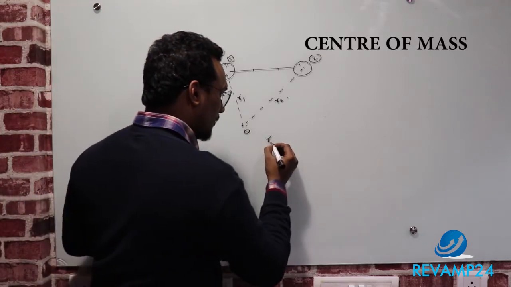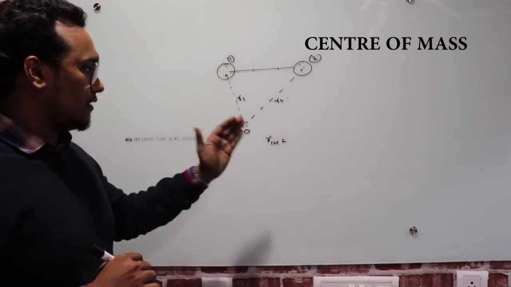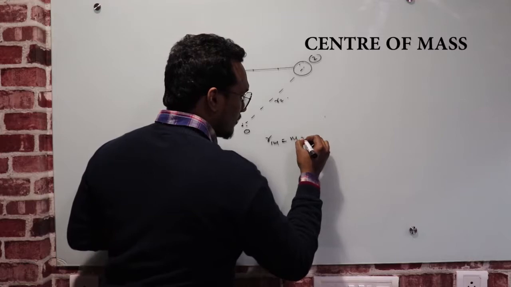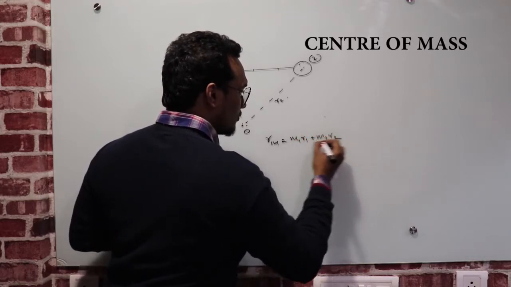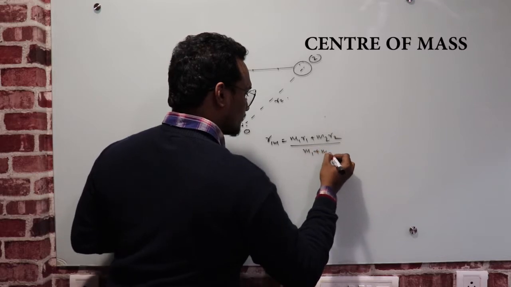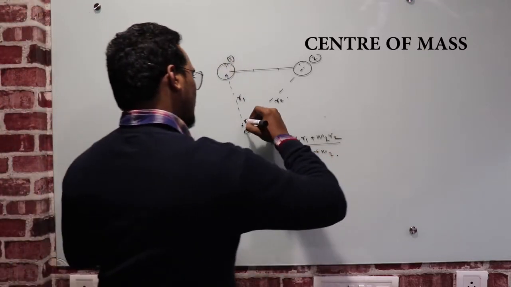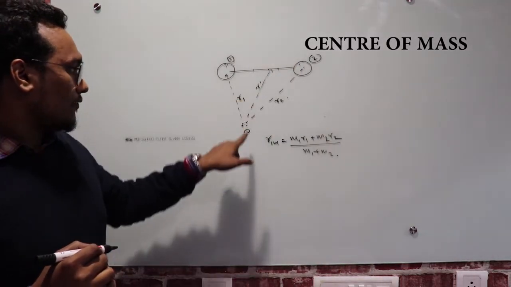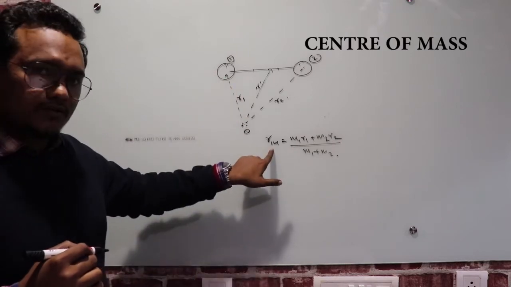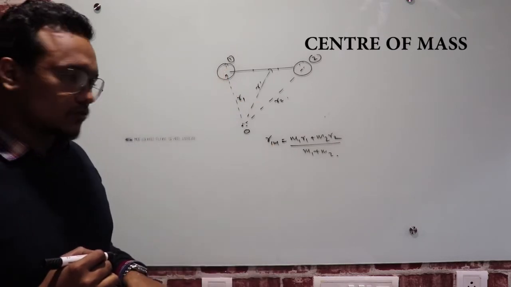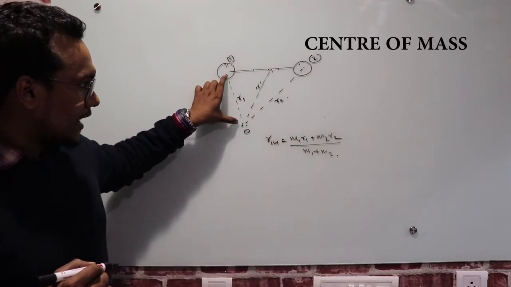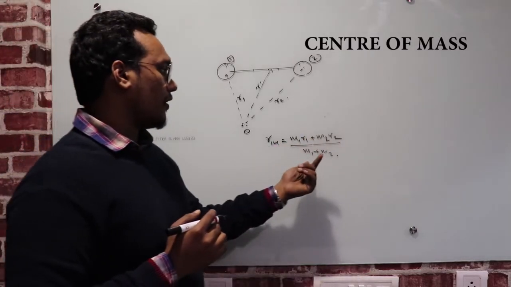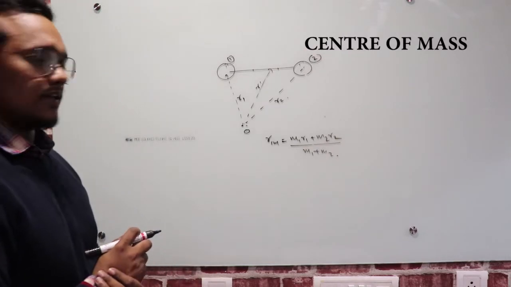Now the position vector of the center of mass will be equal to m1 r1 plus m2 r2 divided by m1 plus m2. So you will get the center of mass somewhere here, such that the value of the center of mass will be equal to the magnitude of mass 1 times the magnitude of r1 plus the magnitude of mass 2 times the magnitude of r2, divided by the sum of the masses. This is the center of mass.